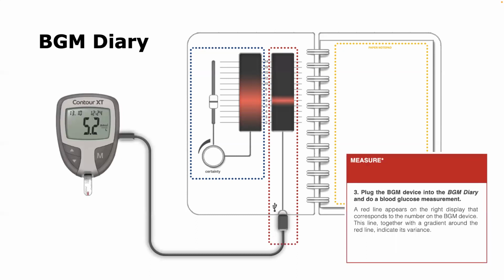The BGM device is then plugged into the BGM Diary, and the measurement is taken. A red line appears, and a gradient around it shows the value and accuracy of the measurement. By including this accuracy, the BGM Diary aims to leave more room for interpretation and more room for reflection on experienced symptoms.